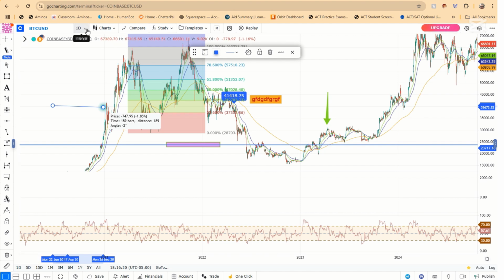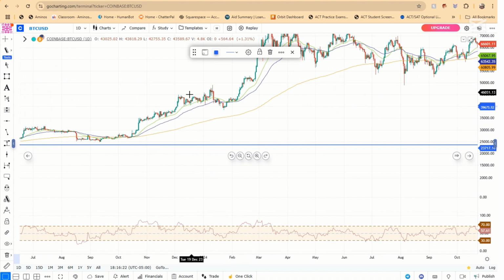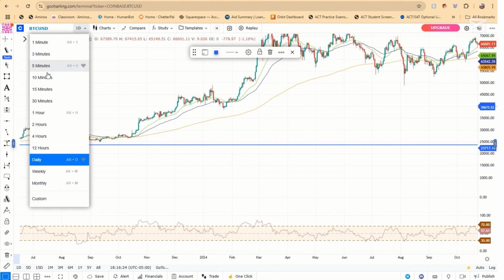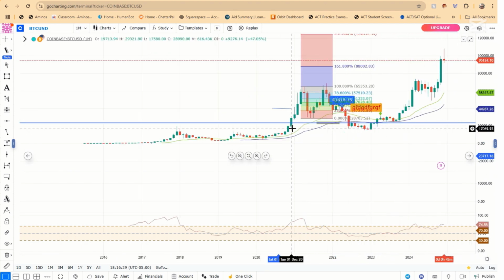This is how you change your daily candles, right? You want a day candle, you want a 5-minute candle, 4-hour candles, weekly, monthly. You can choose monthly candles.